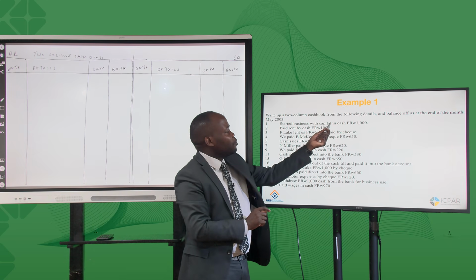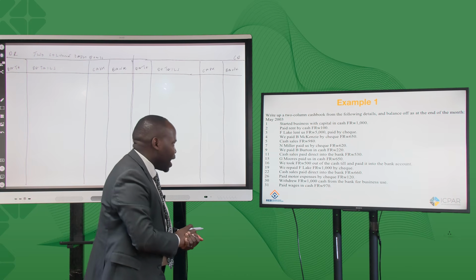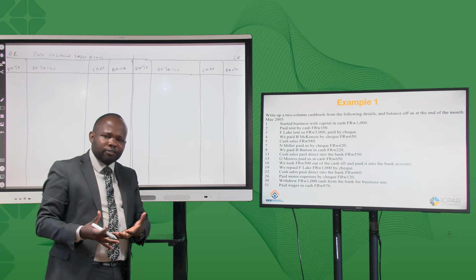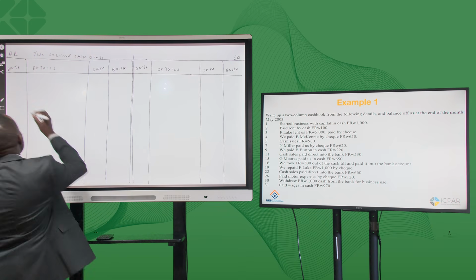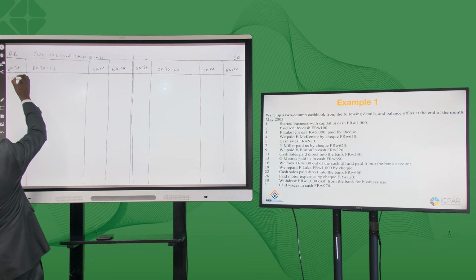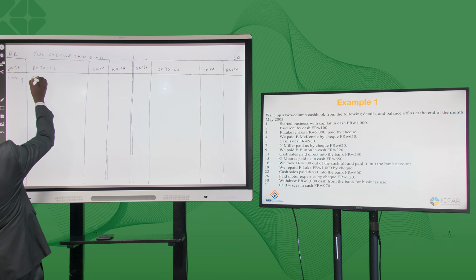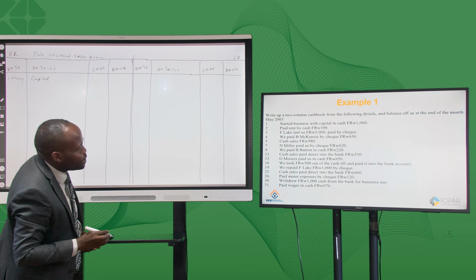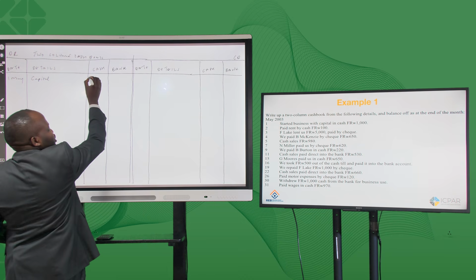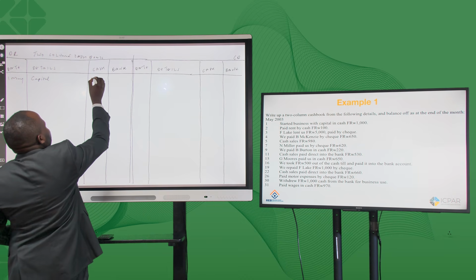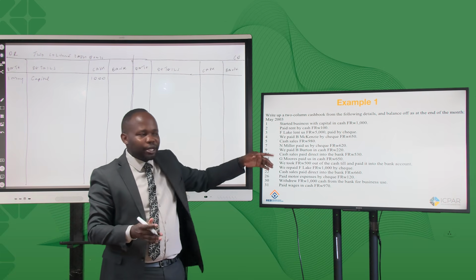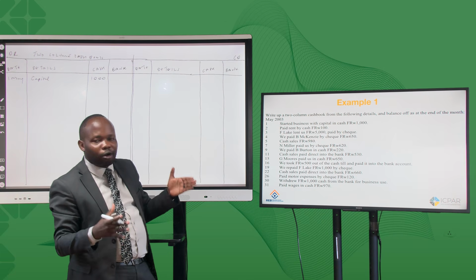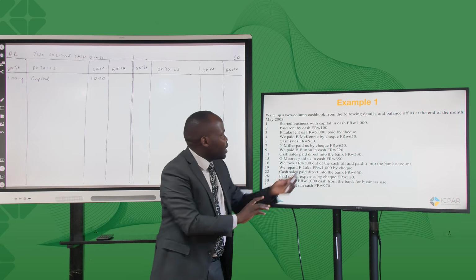Started the business with a capital of 1,000. So this is cash received because it's capital. The first one was on the 1st of May: we started the business with capital, and it was in the form of cash, a capital of 1,000. That is transaction number 1. We received capital in the form of cash. There is the key word there, cash.